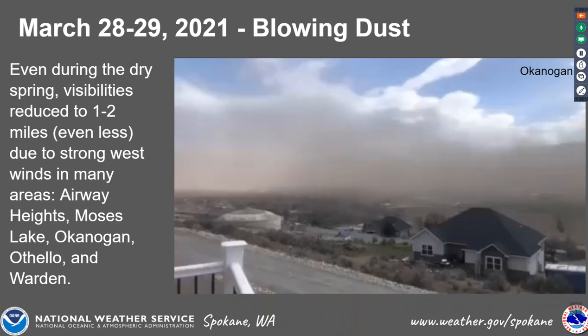Then we had the March 28th, 29th blowing dust. We advertised this pretty big ahead of time. So we had visibilities reduced to 1 to 2 miles across, again, a lot of the Columbia Basin, and then up into Airway Heights as well.